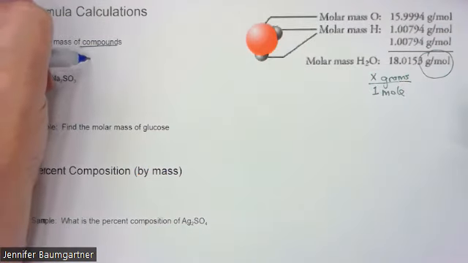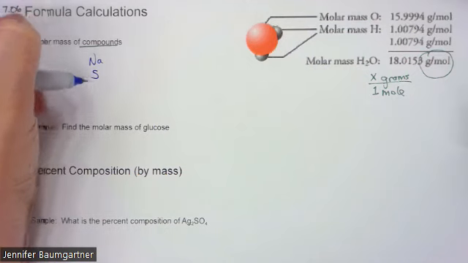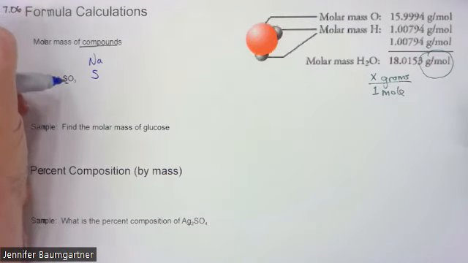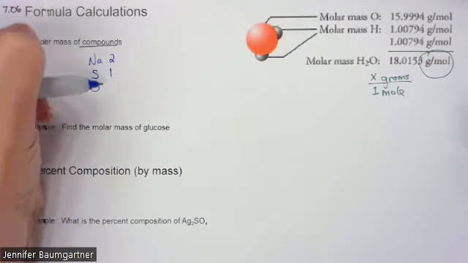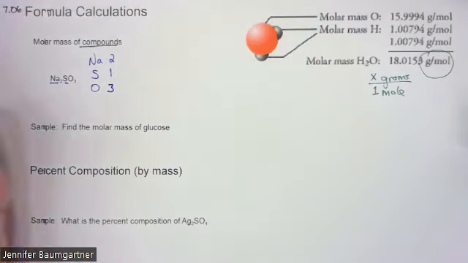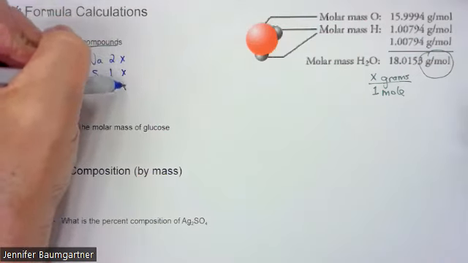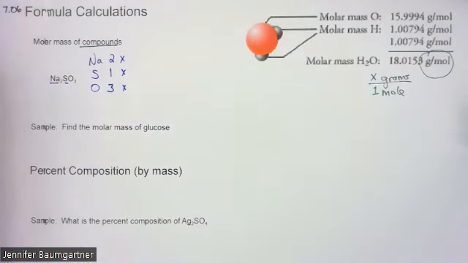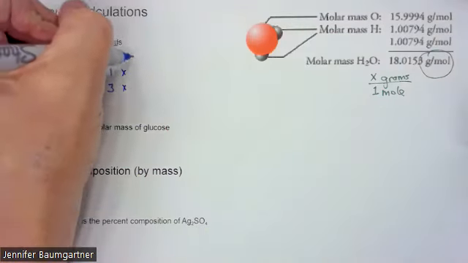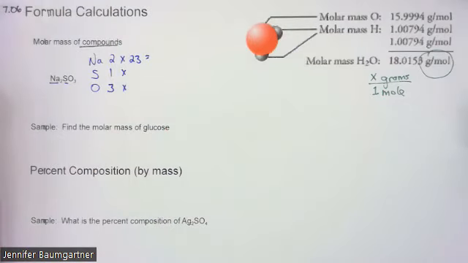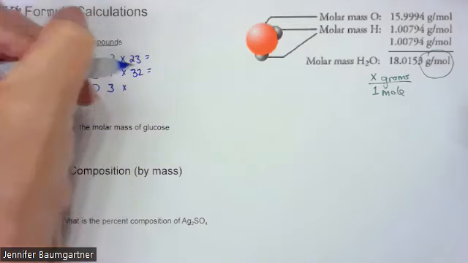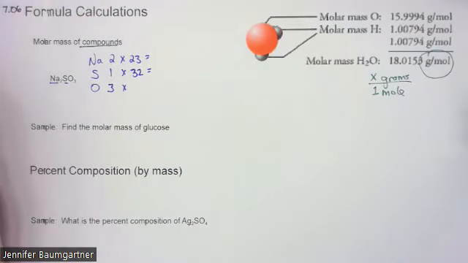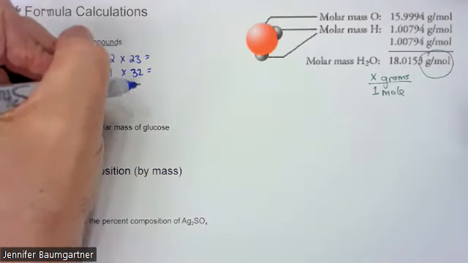So let's do sodium sulfite. First thing you want to do is make a list of all of the elements that you have. So I have sodium, I have sulfur, and I have oxygen. Then you want to write the number of each one that you have. I have 2 sodium, 1 sulfur, and 3 oxygen. We're going to multiply that by the average atomic mass in grams per mole, and I'm going to round sodium to 23. Sulfur is 32, and oxygen is 16.